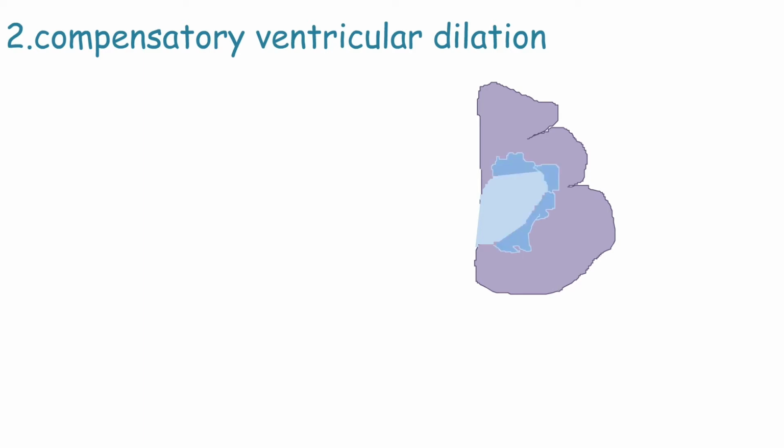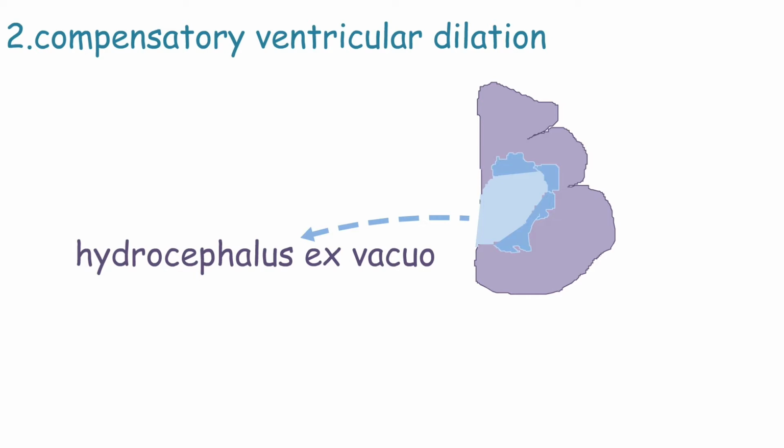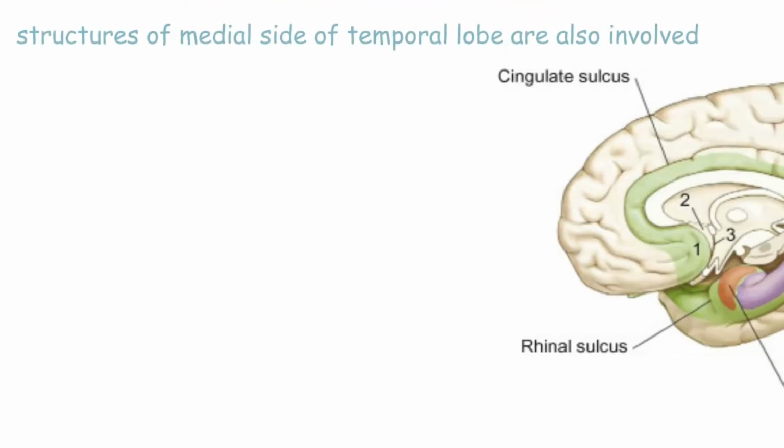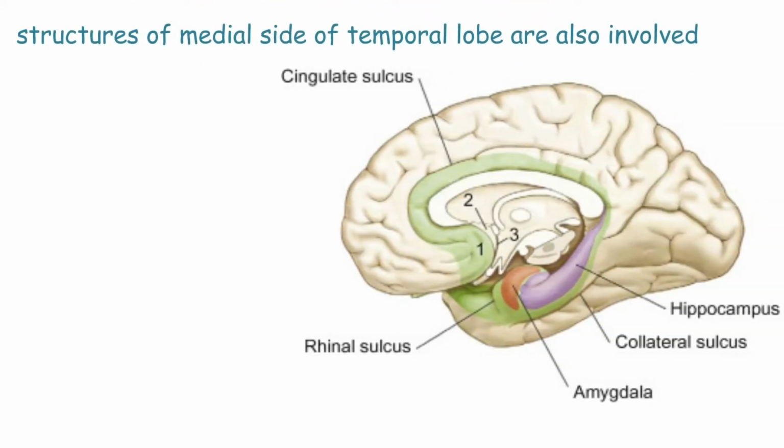And this phenomenon, that is the compensatory ventricular dilatation due to secondary loss of parenchyma and brain volume, is also called hydrocephalus ex vacuo. I repeat, it's also called hydrocephalus ex vacuo. Similarly, the structures of the medial side of the temporal lobes are also involved, which include the hippocampus, amygdala, and entorhinal cortex.